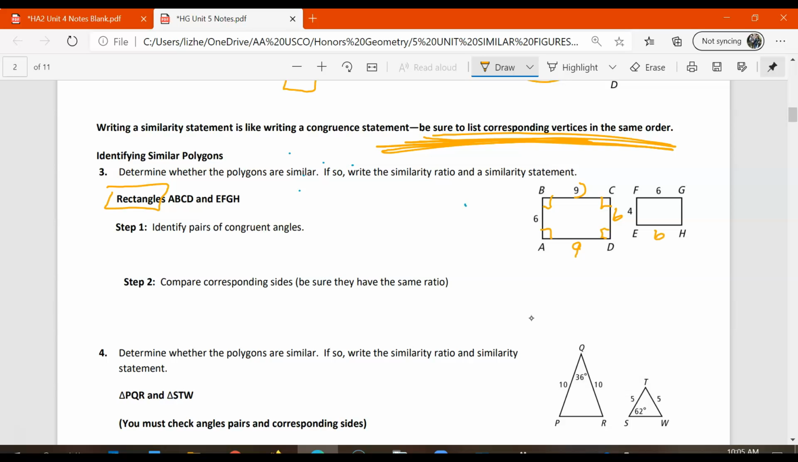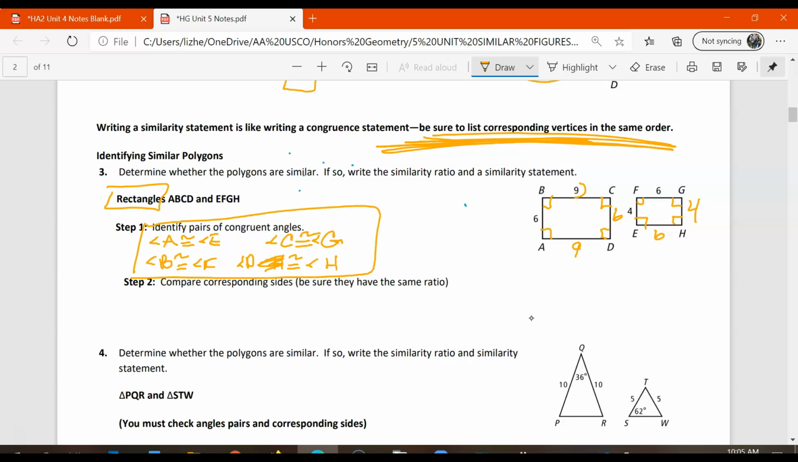Again, these are 6, these are 4. All 90-degree angles. So what are the congruent angles? I'm just going to go with angle A is congruent to angle E, as if I just slid those shapes over. And then angle B is congruent to angle F. Angle C is congruent to angle G. And angle D is congruent to angle H. So those are my angles.